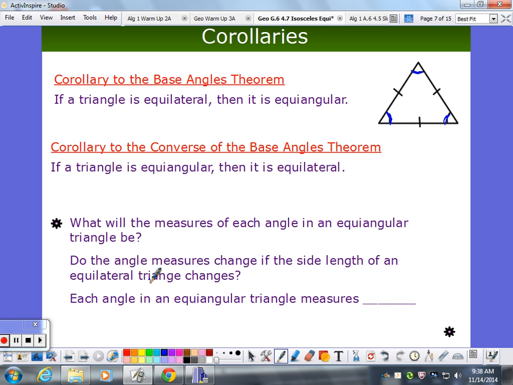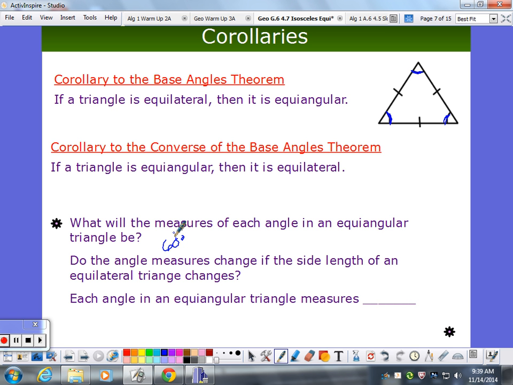And what is the measure of each angle in an equiangular triangle? I know you know this. Little box on the right there. What will the measures of each angle be in an equiangular triangle? Joseph, 60 degrees. And if you look on your notes there, there's a little box on kind of the rightish side.